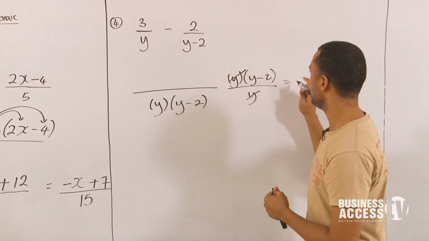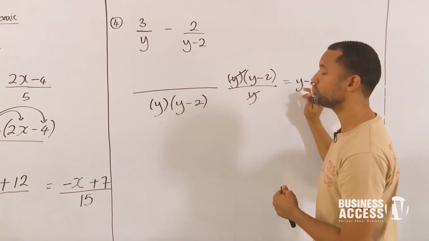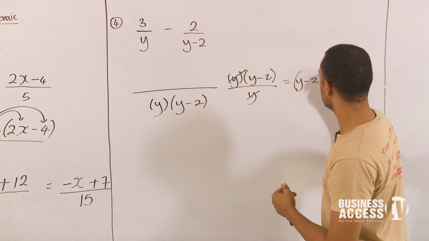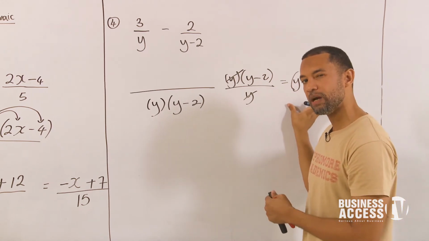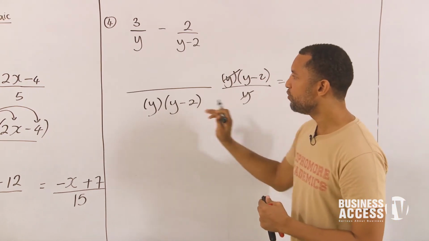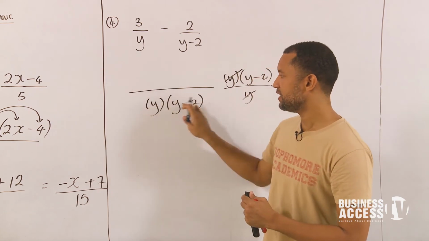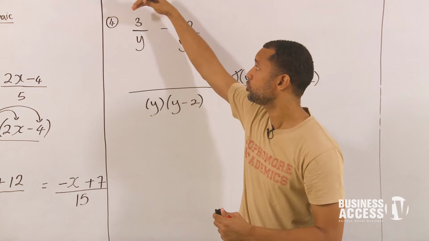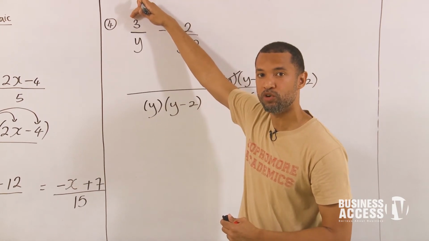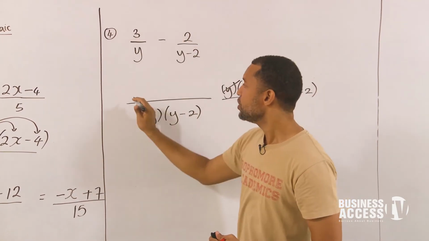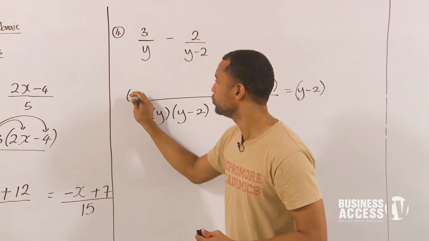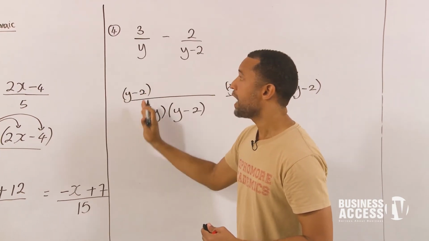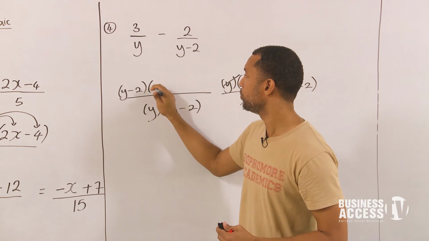Y cancels y, it leaves you with y minus 2. And this is the entire result, y minus 2. I leave it in a bracket right there. So the result of this into this leaves you with y minus 2, and that should be used to multiply the numerator. So we're going to have y minus 2 and multiply by the numerator, which is 3.